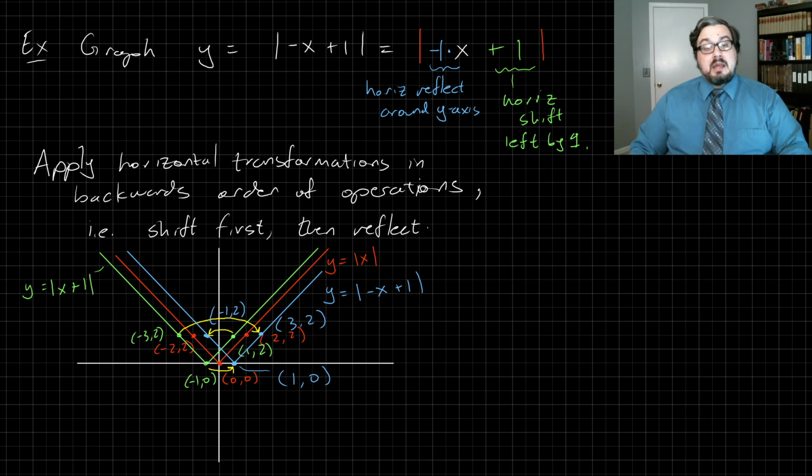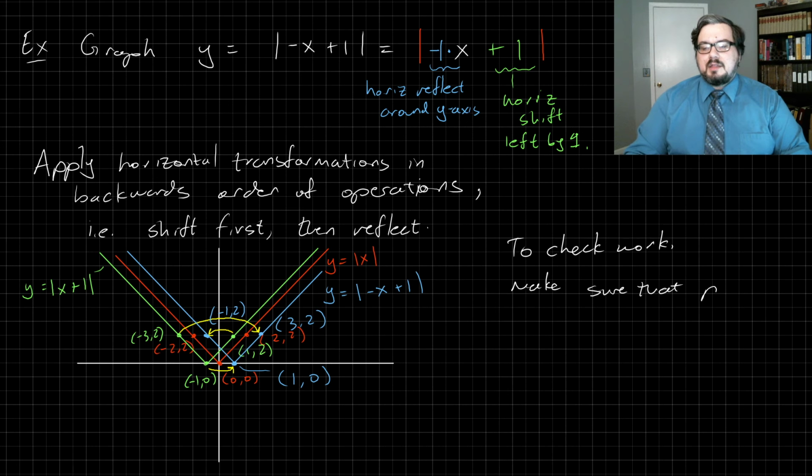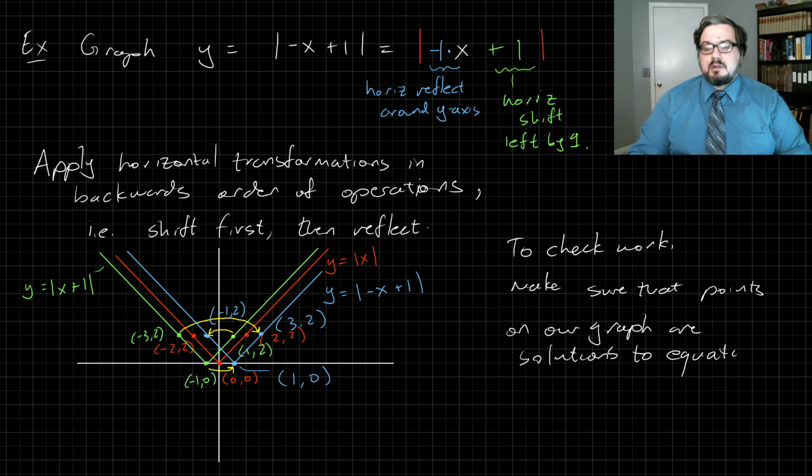By making sure to do them in the correct order, we were able to make sure that we got things right. Now, the other way that we have of making sure that we've got things right is just to check our work. To check the work, we want to make sure that the points on our graph are solutions to the equation, or input-output pairs for a function.